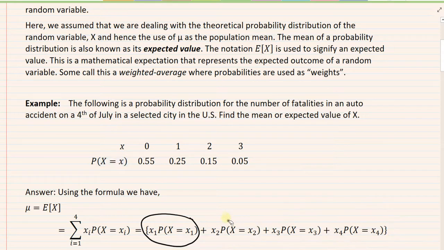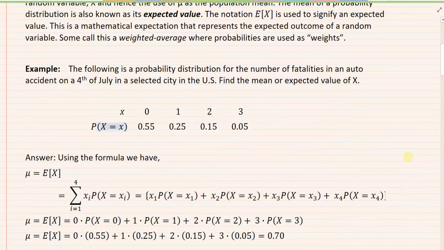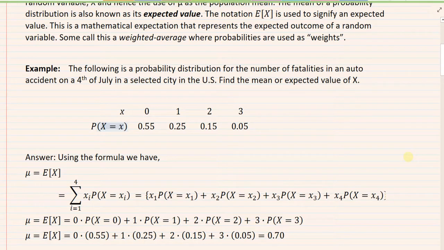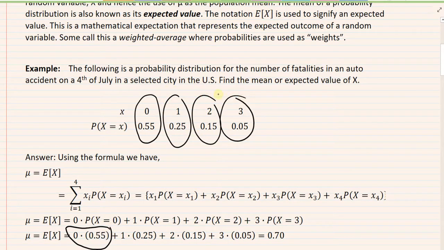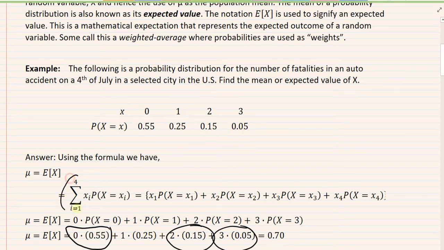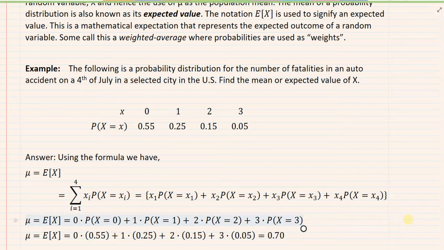Okay, now putting the specifics into this, I'm going to multiply 0 times the probability of 0. That's what this part is. And then you multiply 1 times the probability of 1, 2, 3 times the probability of 3, and so on, and that's how you get the numbers down here. Okay, and the sigma here means add them up. So when I add them up, I get 0.7. Now we expect 0.7 fatalities.